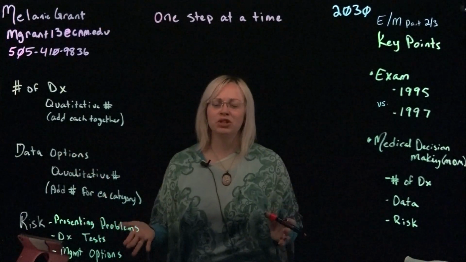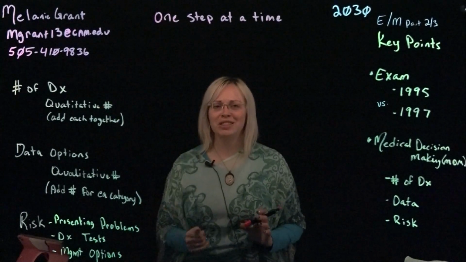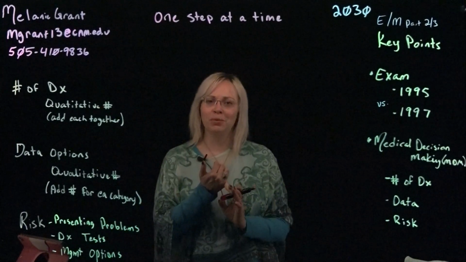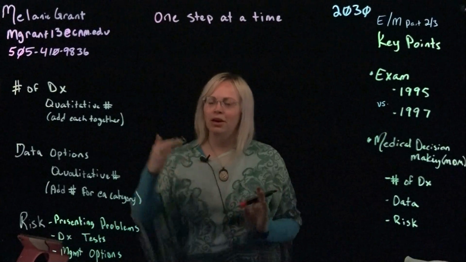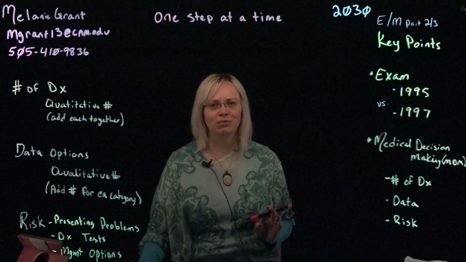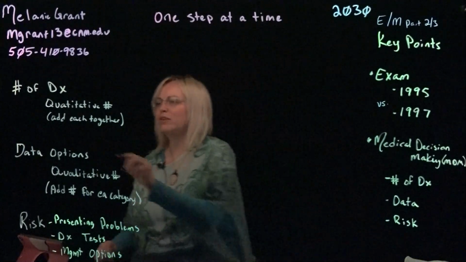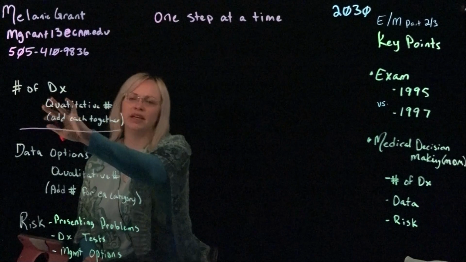And I always like to make a joke that they love to give us things in 3s because they've done just that. They've given us 3 key components for your E&M visit, 3 different parts of medical decision making, and 3 levels of risk. So we'll look at all of those in due time. For now, let's talk about the number of diagnoses.